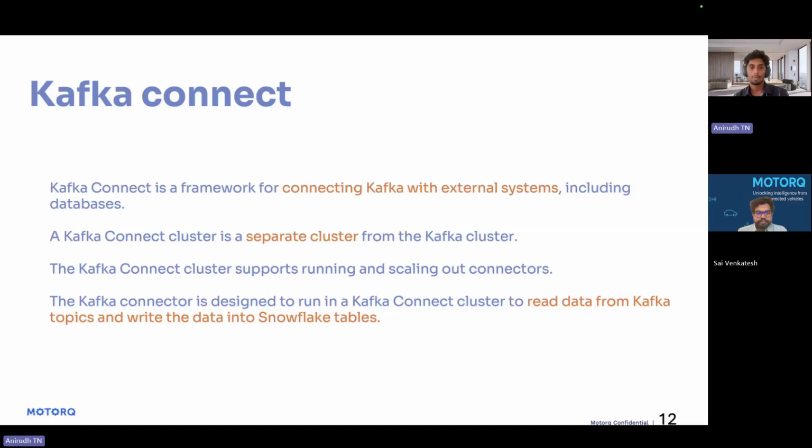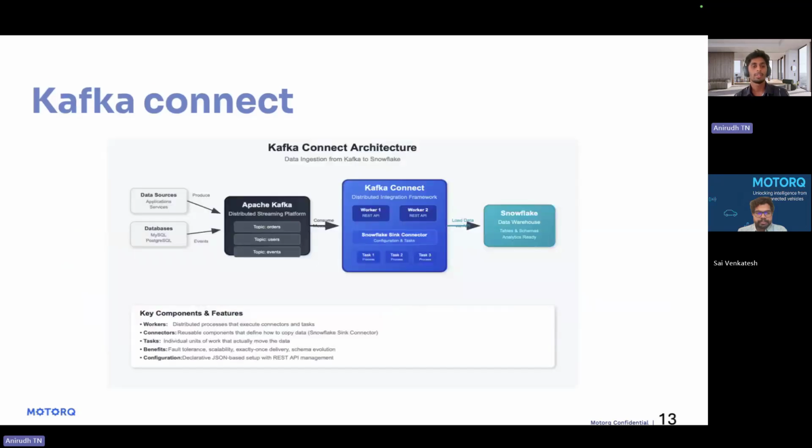And Kafka Connect does it with the help of connectors. So it has connectors to do each dedicated task. In our case, the connectors helped in reading data from a Kafka topic and to push them to multiple Snowflake tables. So let's look at this Kafka Connect at a little zoomed in low level.